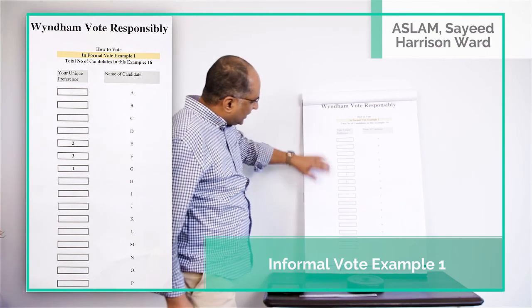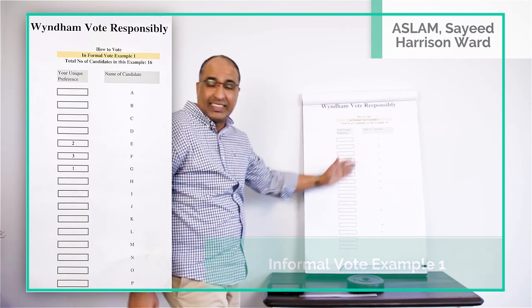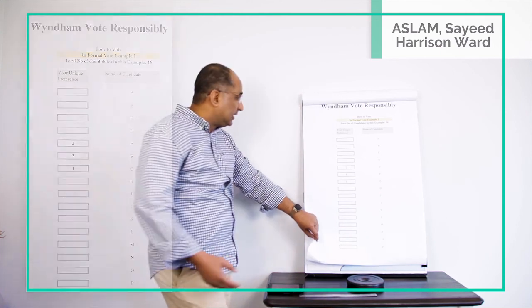So over here, if you see, this particular voter has only voted for 3 people and left the blank for the other ones. This is an informal vote. This will not even go in the quota. It will not even be considered.